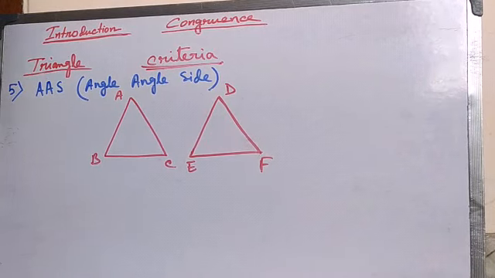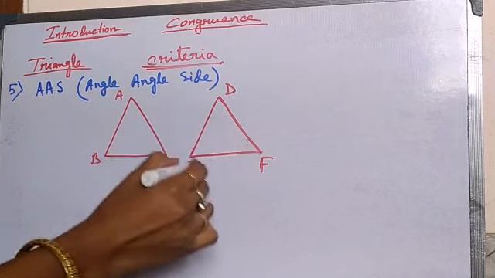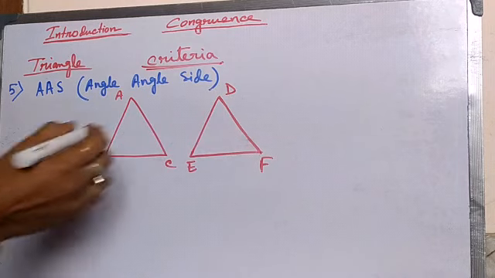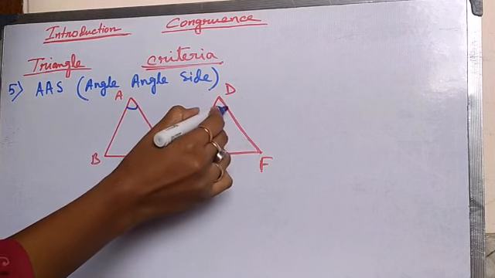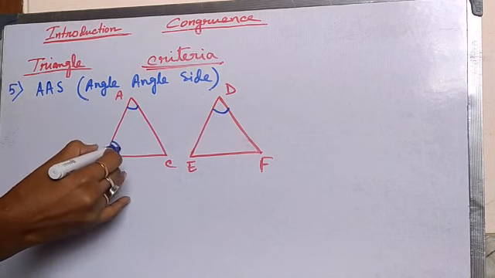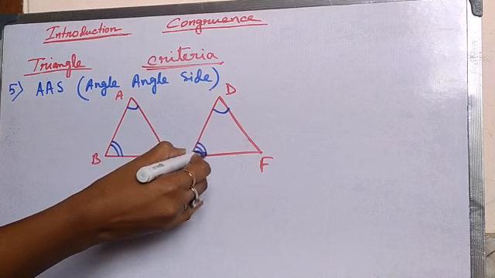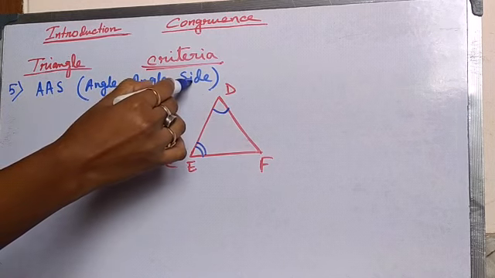Here I will discuss one more criterion, that is angle-angle-side. This criterion is used rarely, only in rare cases. Here we can say that if triangles ABC and DEF are congruent, then this angle is equal to this angle, and another angle, angle B, is equal to angle E, and the side will be the not-included side, because here the side is at the last.